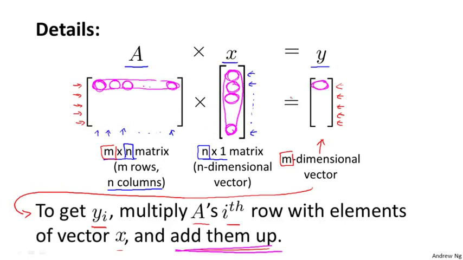The result of adding that up is going to give us this first element of y. Then when we want to get the second element of y, like say this element, the way we do that is we take the second row of A and we repeat the whole thing.